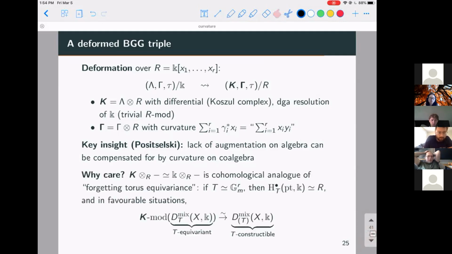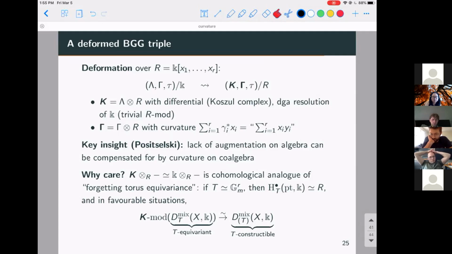So why do we care about this deformation? Well, I just told you that the Koszul complex K is a DGA resolution of the trivial module. And so it's something that takes an R action and just kills it. I mean, it kills the action of the augmentation ideal of the polynomial algebra. And in geometry, this is supposed to be like forgetting the torus equivariance.